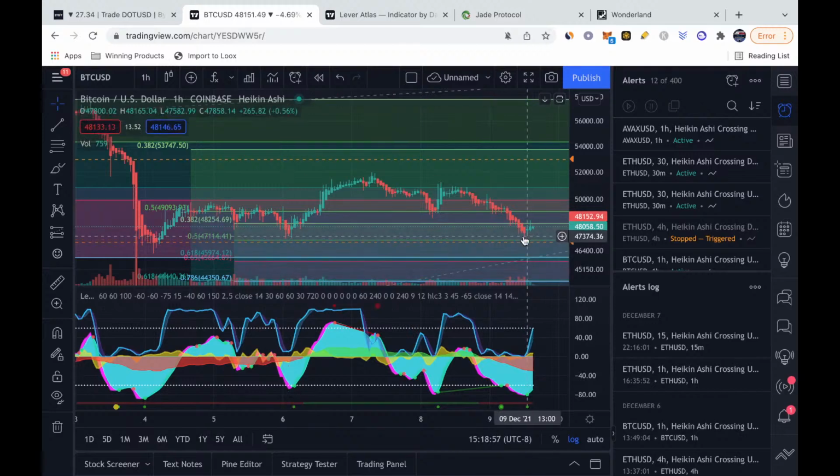I think a super strong support is this one right here, because we have multiple different Fibonacci sequences from different levels hitting right here at this 46,000 level. So I think if we do come down, that's a really strong one to hold at.